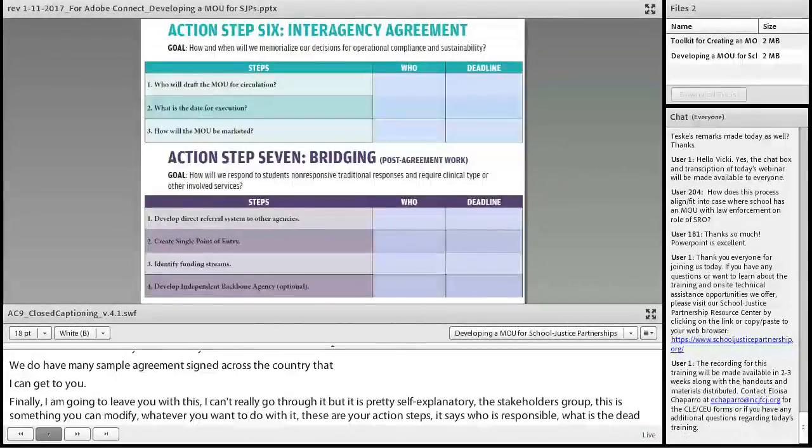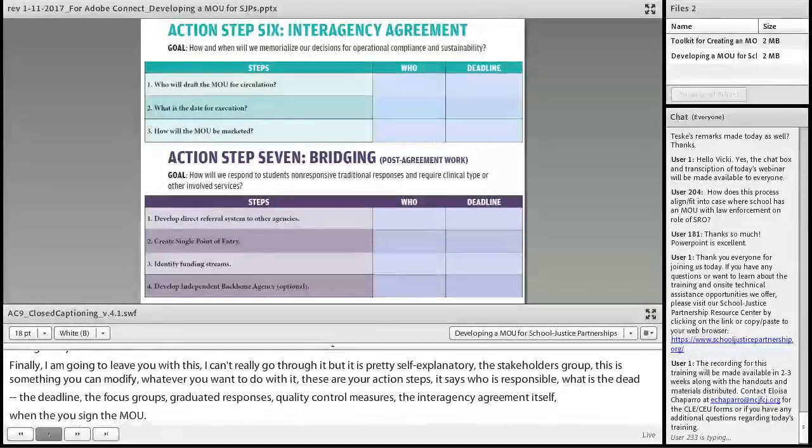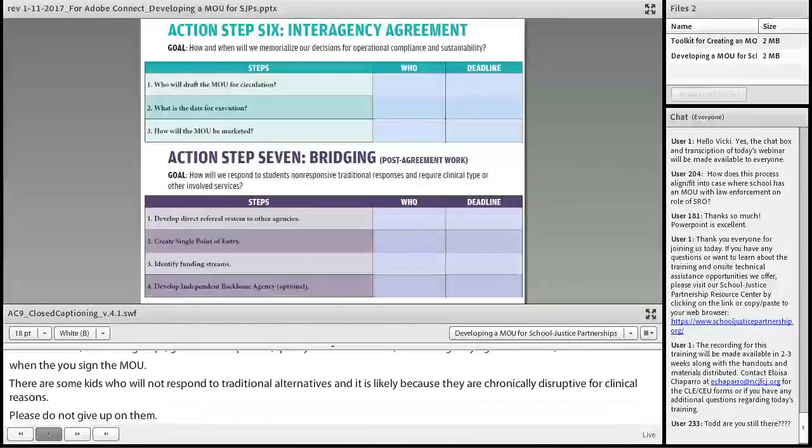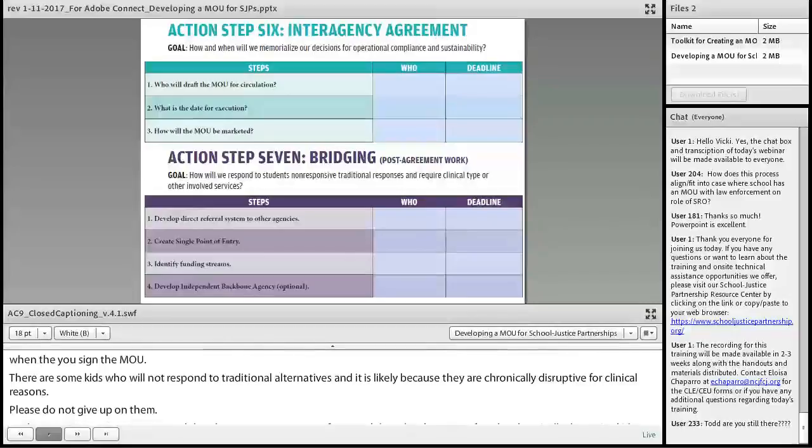One thing I haven't talked about is bridging. I want to say this. Ladies and gentlemen, there are some kids that are not going to respond to your traditional alternatives. And it's likely because they're chronically disruptive for clinical reasons. Please don't give up on them. In Clayton County in 2010, we created the Clayton County System of Care. And the school system refers chronically disruptive kids to the system of care, who are assessed to identify the underlying causes of the chronic disruptive behavior, and they are matched with clinical or other types of programs to assist them and get into the family where the schools cannot do that.